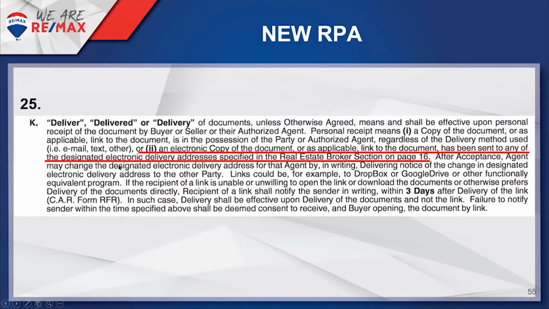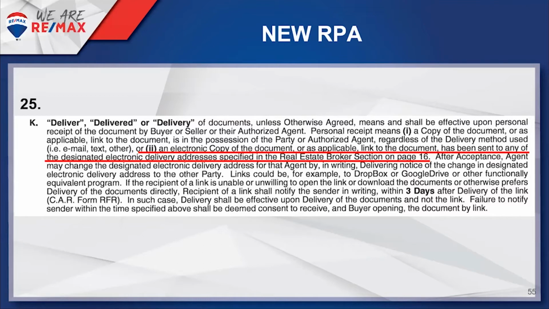Now, an electronic copy of a document or a link to the document that has been sent to any designated electronic delivery address specified in the real estate broker section, page 16, I showed it to you before, I'll show it to you again, that is delivery. Notice the key word here, sent, not received by the party. What this contract assumes, and I understand why it's written this way, because this is how courts are looking at email, is that courts sort of believe if you emailed it, it got there, if you can document that it went out to a valid email address.